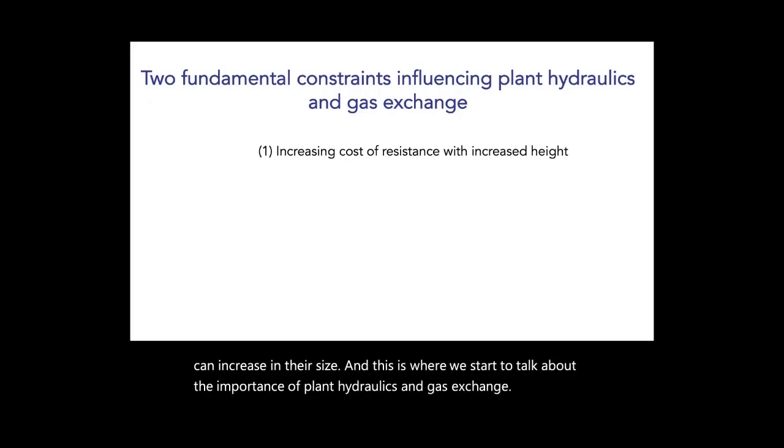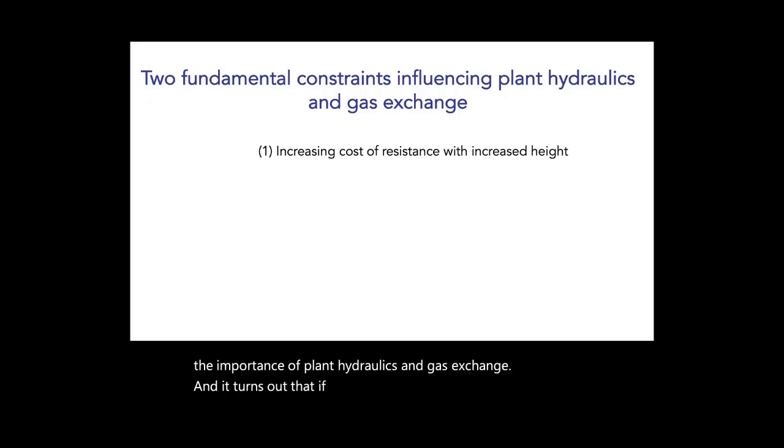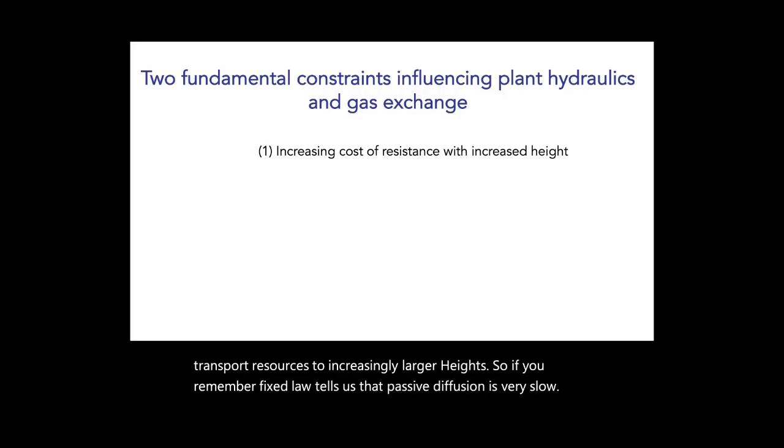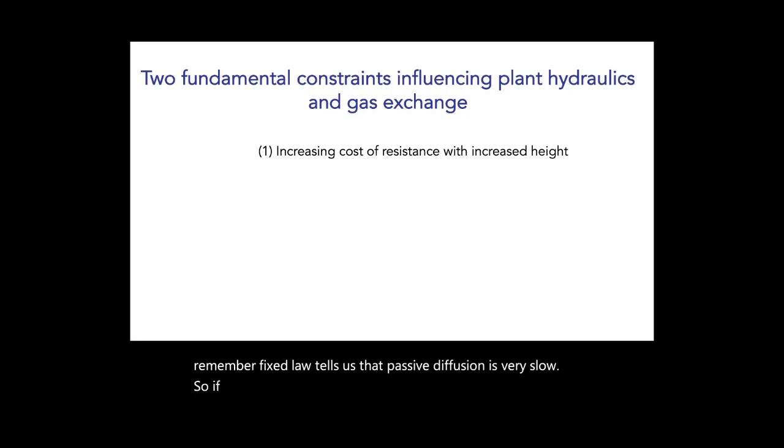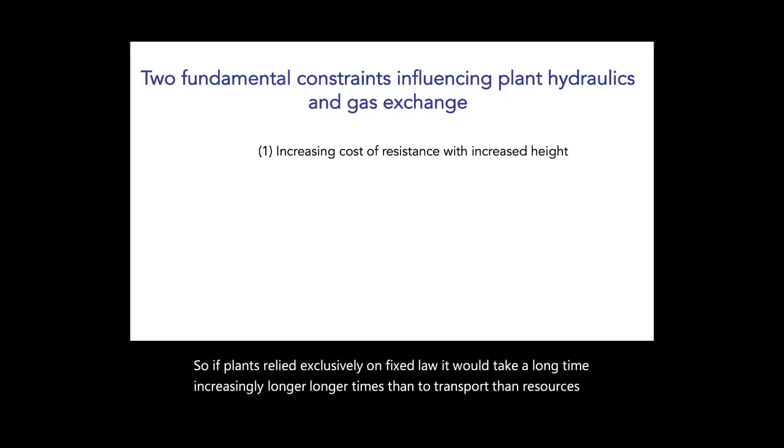And it turns out that if there's selection to become taller or bigger, that comes at a cost in terms of your ability to transport resources to increasingly larger heights. So if you remember, Fick's law tells us that passive diffusion is very slow, okay? And so if plants relied exclusively on Fick's law, it would take increasingly longer times to transport resources, nutrients, water, to increasing heights, okay?